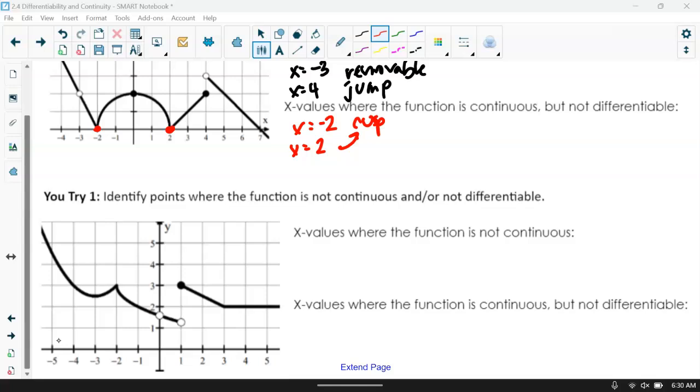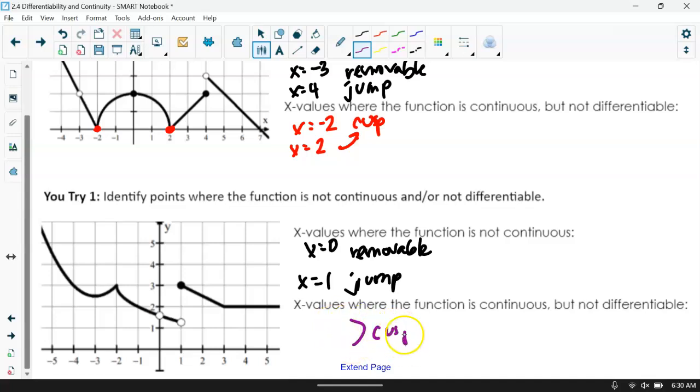And here we go. For the x values where it is not continuous, you should have identified x is equal to 0, which has that hole, so removable. And you also had x is equal to 1. Right here, you should have seen a jump. Then, where it's continuous but still not differentiable, you should have noticed you had two cusps. There were two, at x is equal to -2 right here, and x is equal to 3 right here.